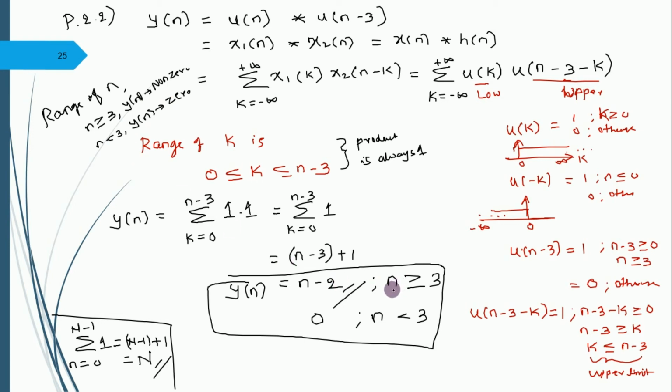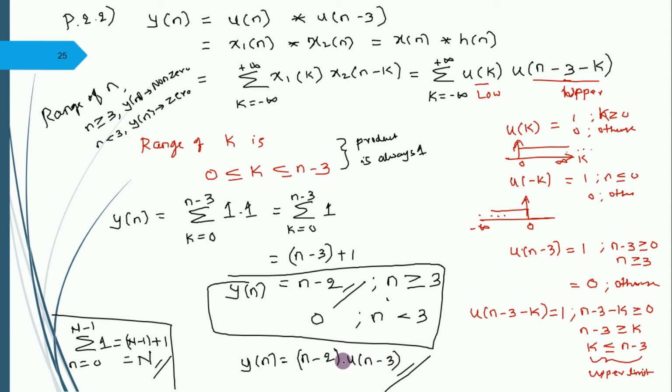So hence you have to write this. The other way of writing it is y of n equal to n minus 2 into u of n minus 3. This is also correct. u of n minus 3 means it will be 1 only for n greater than or equal to 3. It's as good as writing in this fashion. This is what you are supposed to learn in this subject: n minus 2 only in this range. We can write it in this form also. Okay, so this is the example.